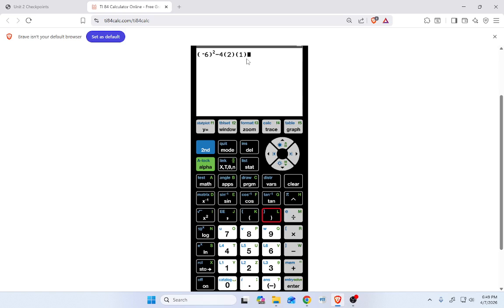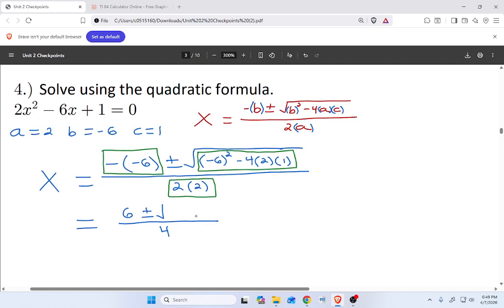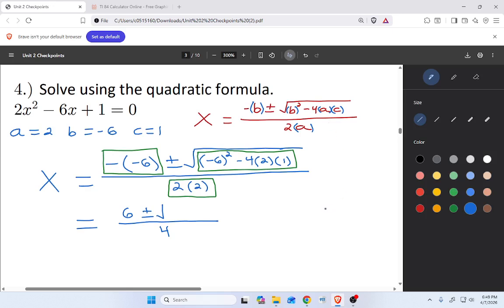Notice that I did not type in the square root. Sometimes the square root is nice and it's a perfect square. Sometimes it's not. So in the case where it's not, like this one, 28 is not a perfect square, you want to just evaluate the inside without trying to evaluate the square root at the same time. So we're just going to say square root of 28.